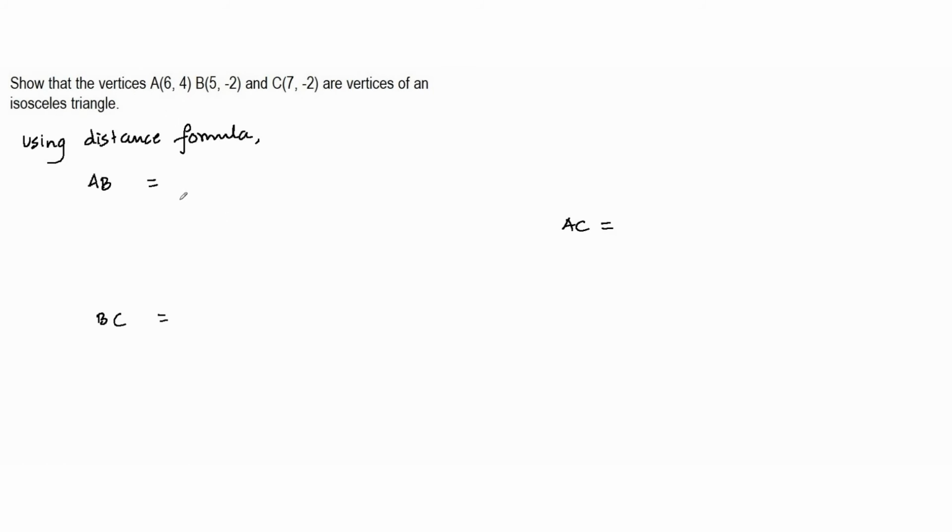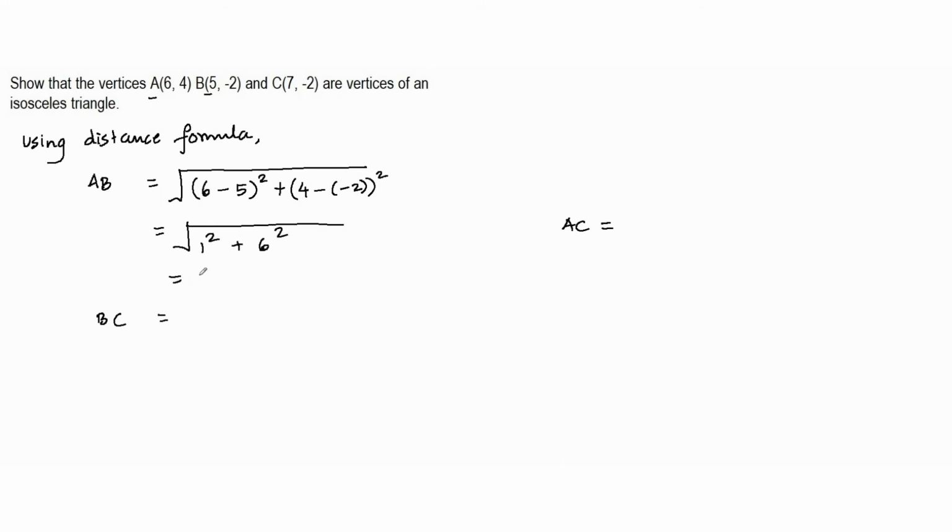To find the length of AB, I will use the coordinates of A and B. So AB would be the square root of (6 minus 5) the whole square plus (4 minus minus 2) the whole square, and that is going to be the square root of 1 squared plus 6 squared, that is going to be the square root of 1 plus 36, and that is going to be root 37 units. This is the length of AB.